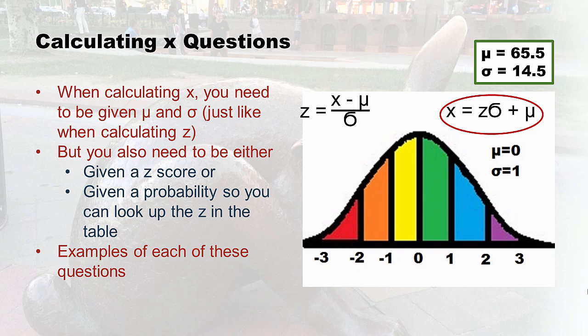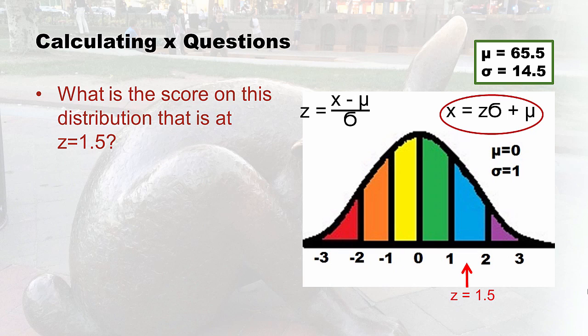In fact, sometimes it's even harder. Sometimes you're given a probability, and the probability is not a z, but you can use the probability. Remember, those are the little percents in the middle of the table. You can go find it in the middle of the table and look up the z that keys to it, and then put it into this equation. I'm going to give you examples of some real life questions that you might see on a homework or on a test, probably not in real life, where you need to calculate x and you need to use that formula in the red circle.